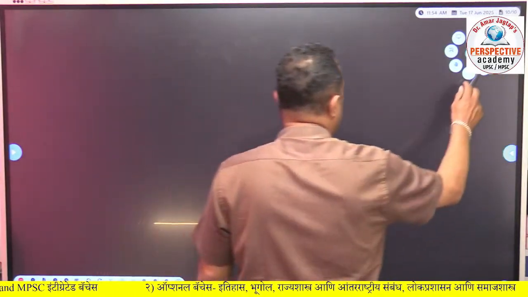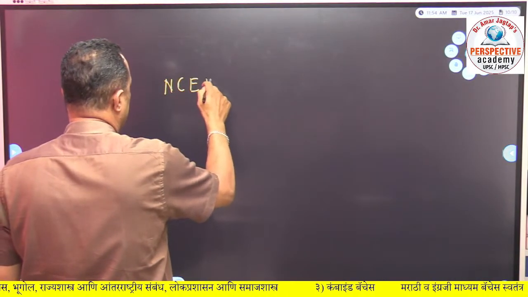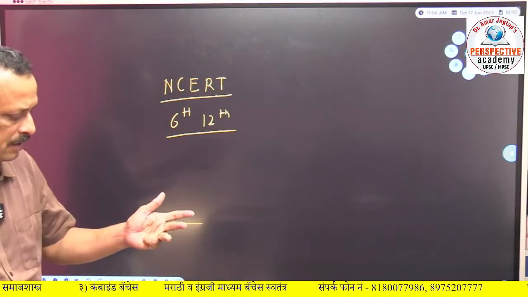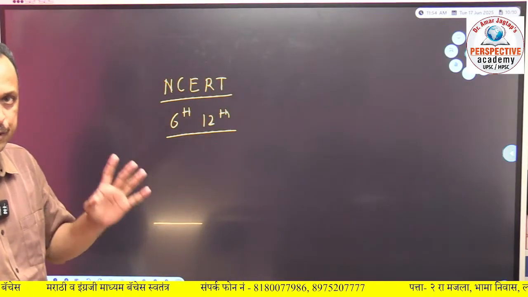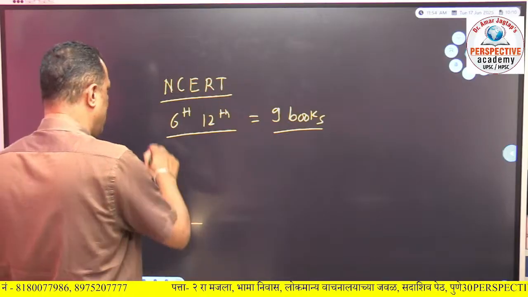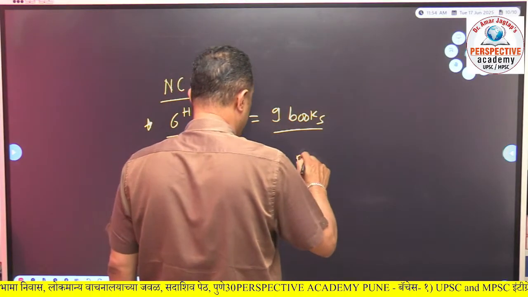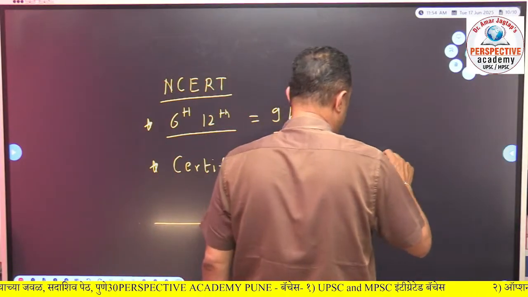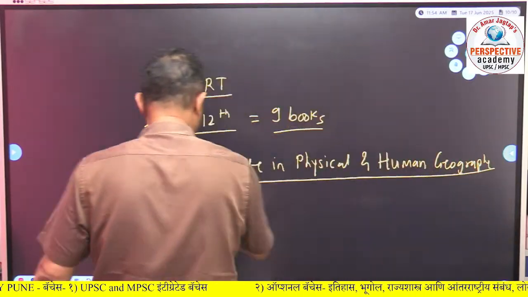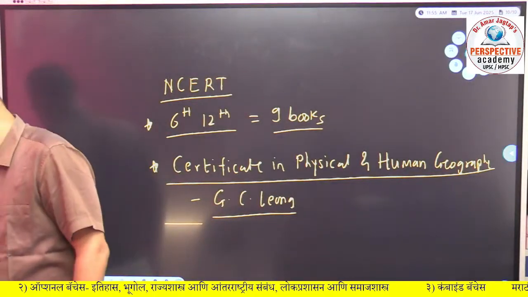Now, what is the study material for these parts of geography? Right now we will focus on the basic reading, that is NCERT 6th to 12th: 6th, 7th, 8th, 9th, 10th, 5 books, 11th 2 books, 12th 2 books. So total there will be 9 books. After that one more source is there, Certificate Physical and Human Geography, written by G.C. Leong. Right now just focus on these two sources.